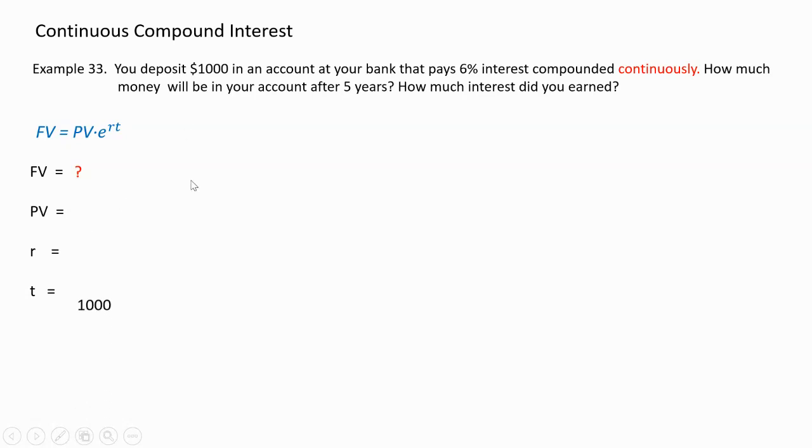So my present value will be the 1,000. My interest rate will be the 6%, and the decimal will be 0.06. And my time will be 5 years. There's my formula, right? So plug everything in.